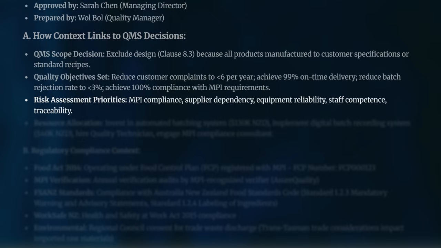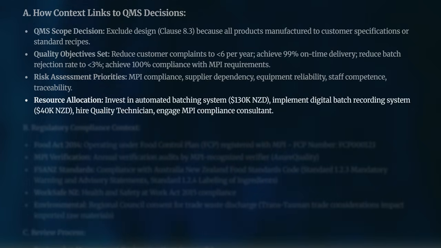For risk assessment priorities, start with MPI compliance, supplier dependency, equipment reliability, staff competence, and traceability. For resources allocation, invest in an automated batching system with 130,000 New Zealand dollars, implement a digital batch recording system with 40,000 New Zealand dollars, and hire a quality technician and engage an MPI compliance consultant.